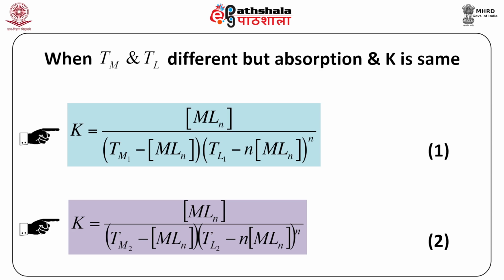When the Tm and TL values are different, but the absorption and K are the same, the value of K is represented by this equation. Now, from the solution of the above equations, where the values of Tm, TL and MLn are known, we can find out the value of the stability constant K.